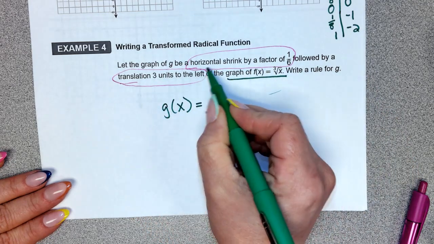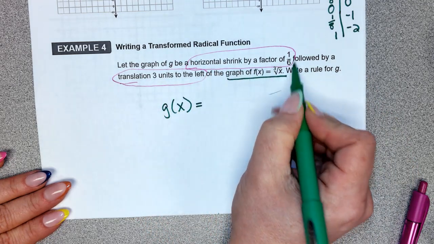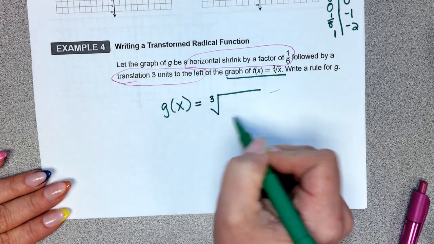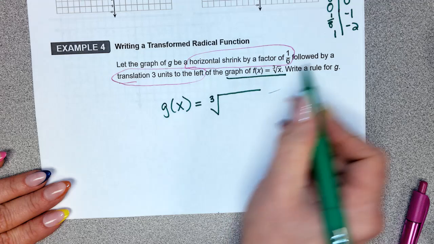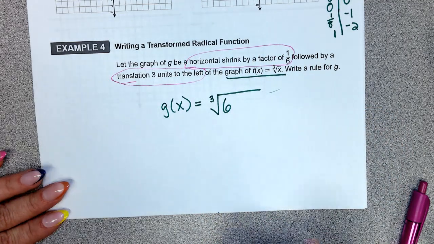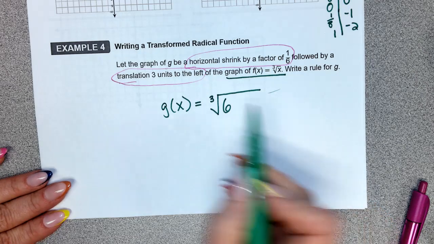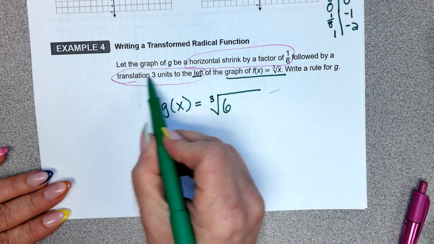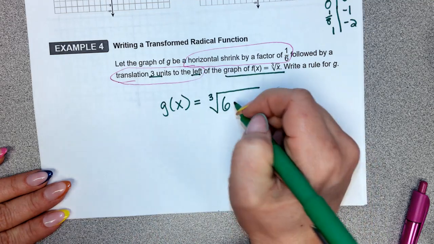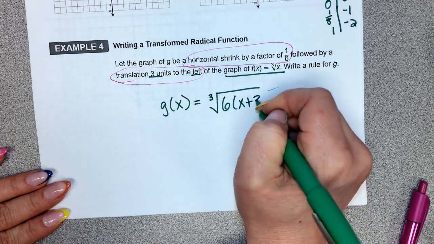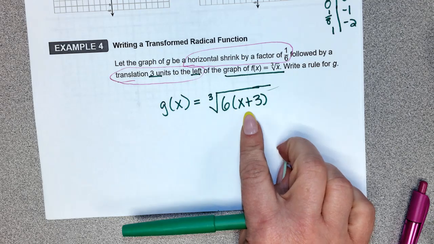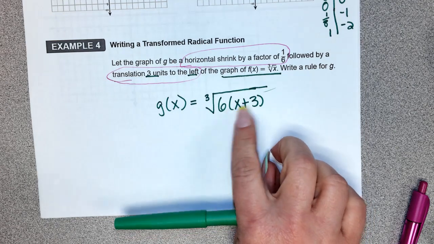Now, in order to have this horizontal shrink by a factor of 1/6, I know that a horizontal stretch or compress happens under the radical, and it's going to be the reciprocal of 1/6 in the equation. So it's going to be a 6 in the equation. Then I have to go left 3. Now remember, when you go left, you actually add. So I have an x plus 3 under the radical. That way I go to the left, not up. Okay? And I do want to put that in parentheses.